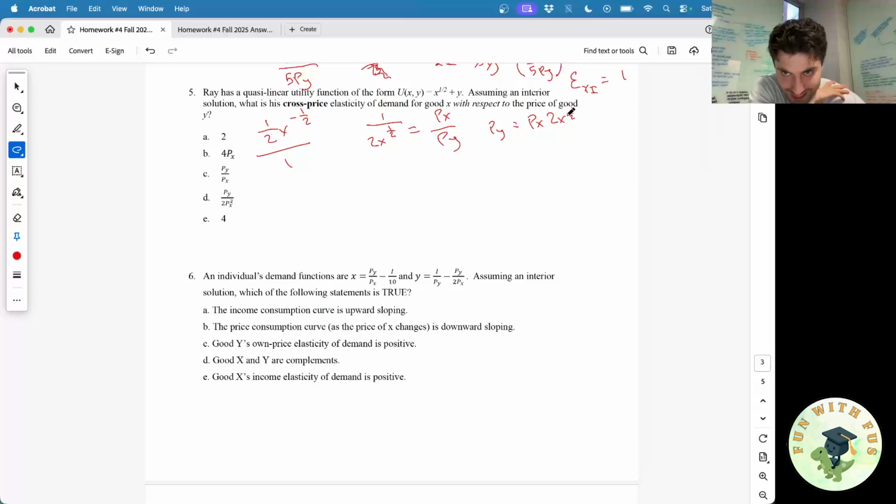So from here, I can divide by 2px, and we get rid of that guy, we get rid of that guy, and then we square everything. Uh-oh, we're getting a little messy. And then get rid of that guy. So our x is equal to py over 2px, squared. So this does look like a good demand function, but I'm interested in the cross price elasticity. So I'm looking at dx dpy times py.